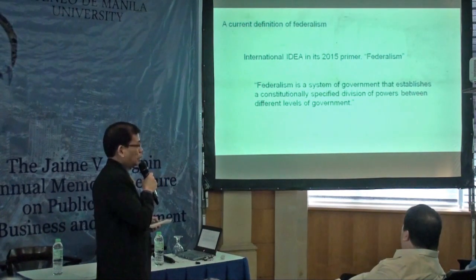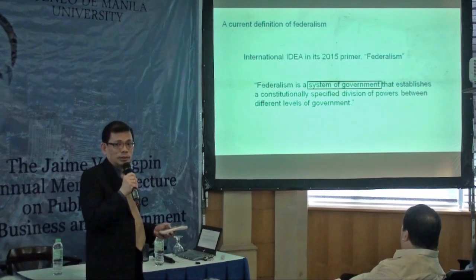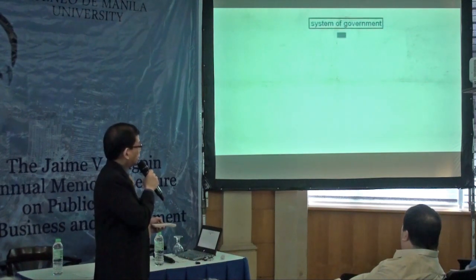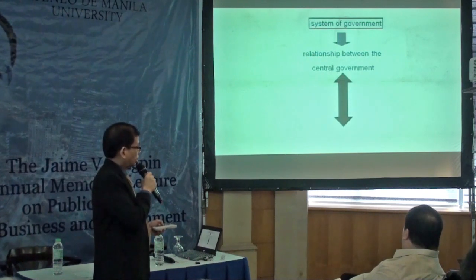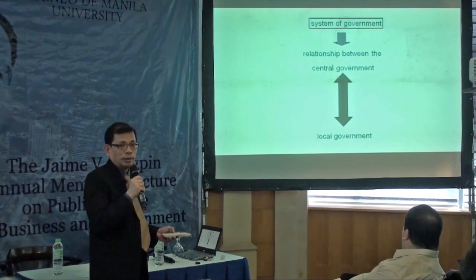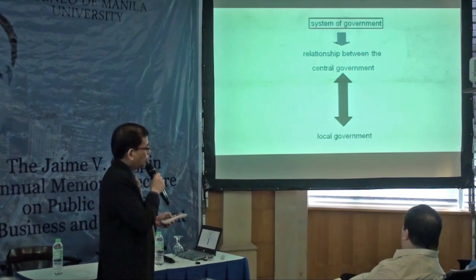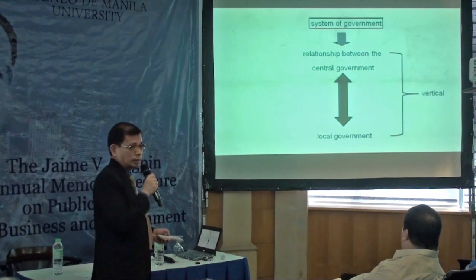And I'm using this definition because it mentions system of government, because we could discuss it now. In political science, when we speak of system of government, it's a relationship between the central government and the local government. If the presidential and parliamentary form would be horizontal relations, this one would be understood as a vertical one.